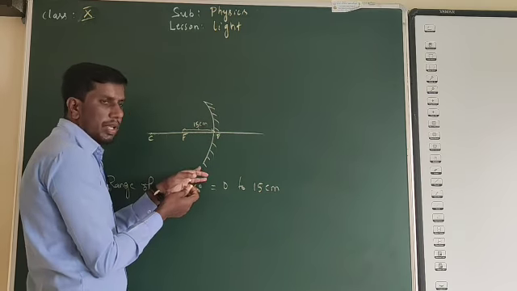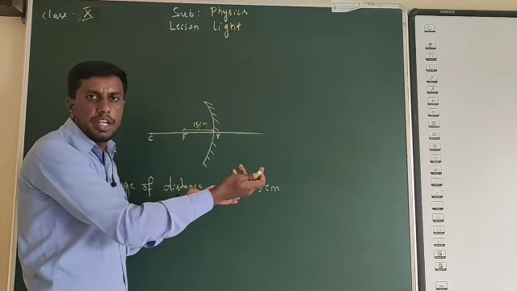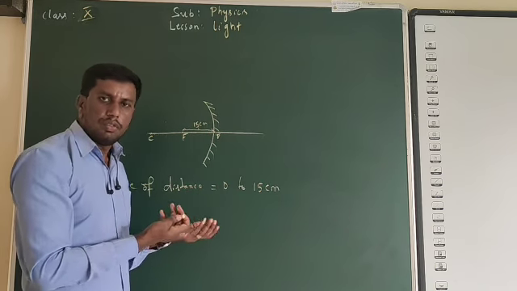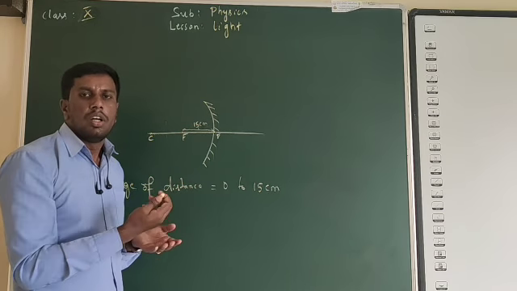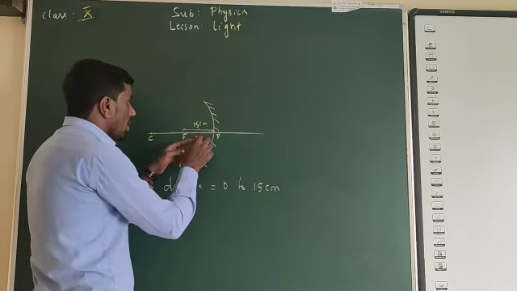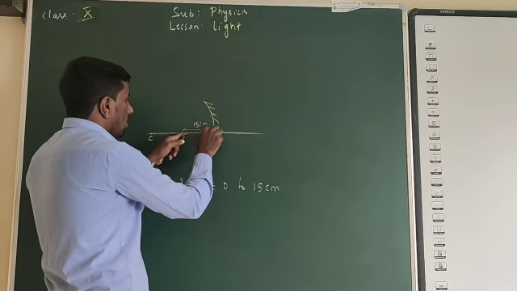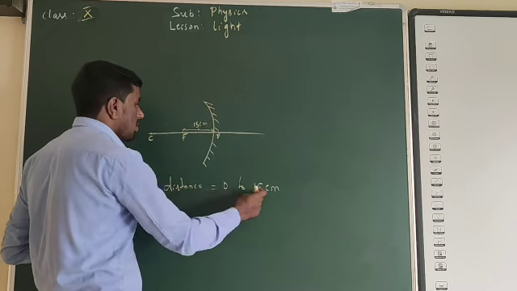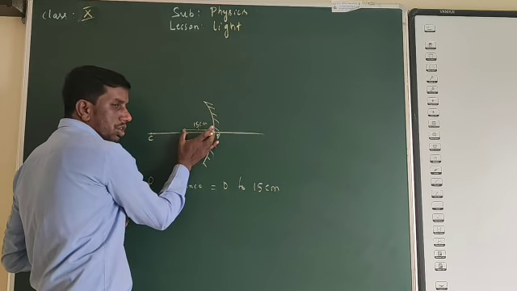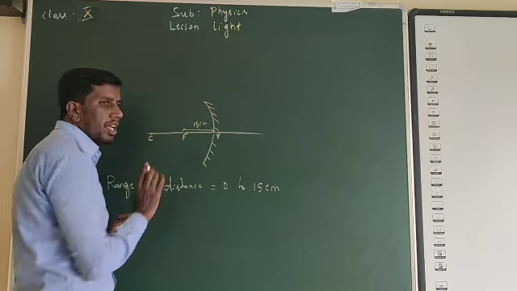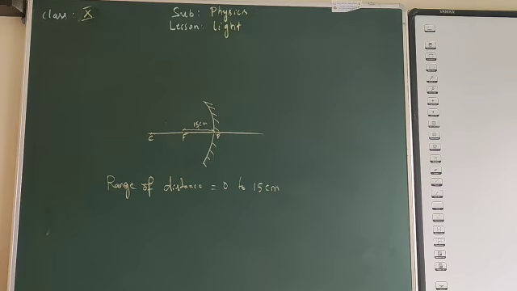Since it is a concave mirror, if you keep the object between C and F, you should get a real and inverted image only, right? So when will you get an erect image? When you keep the object between the pole and the principal focus. So the range of distance is 0 to 15 centimeters. You should keep the object between these distances only, 0 to 15. Then only will you get an erect image. Okay, so that is the answer for this.